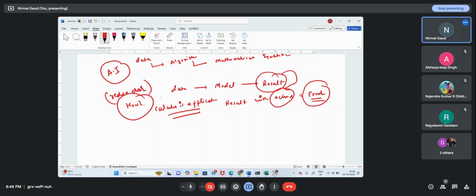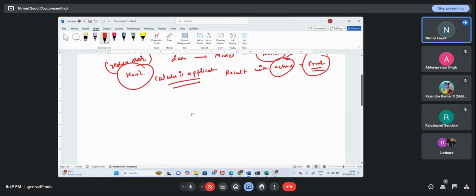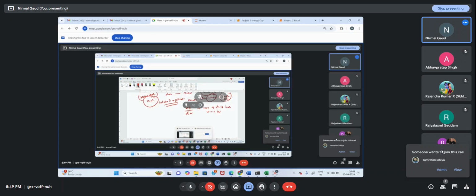Fine. So what to do? How is calculus applicable here? If I say E is the error, and the parameter which we are considering in the equation is, let us suppose, W, I will differentiate error. That means I will find the rate of change of error with respect to weight, that is, one of the parameters present in the equation. That's what I will do.